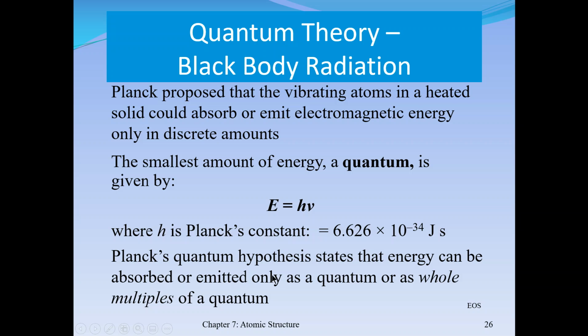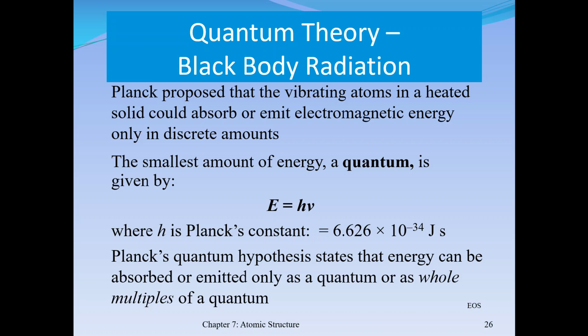Therefore, he came up with this hypothesis, which states that energy can only be emitted or absorbed as either a quantum or an integral multiple of a quantum. Meaning that you multiply the quantum value here by some integer. That would represent the amount of energy that is absorbed or emitted by an atom or by a particular substance which is heated.